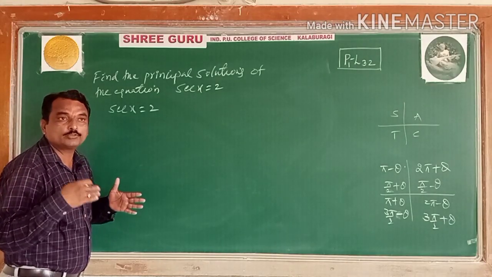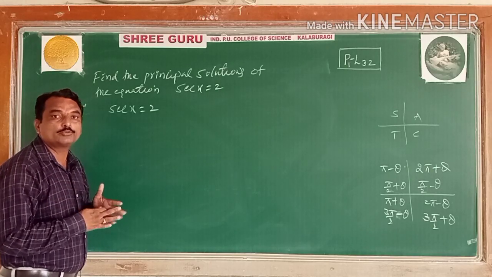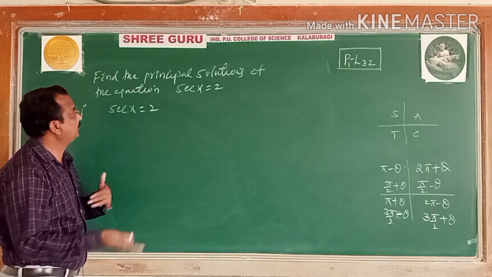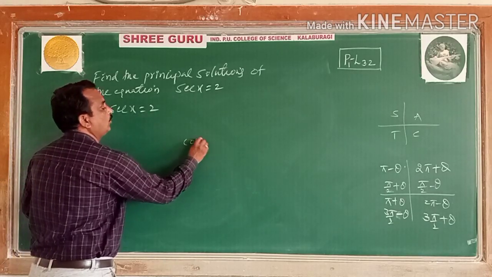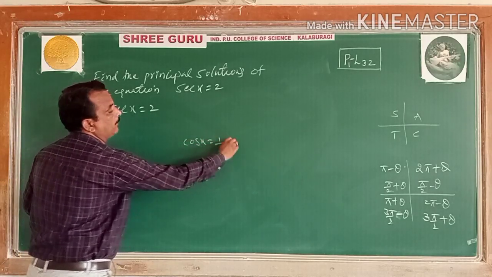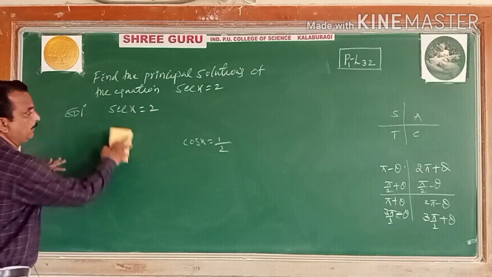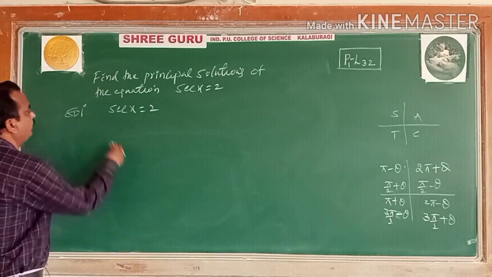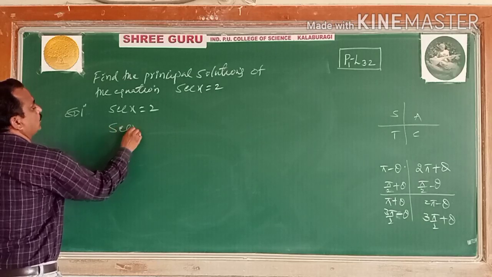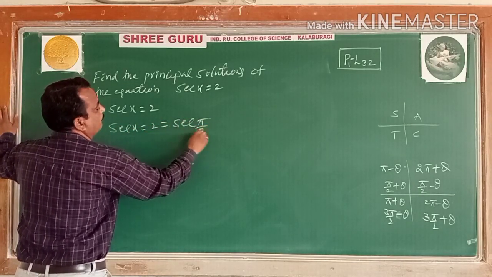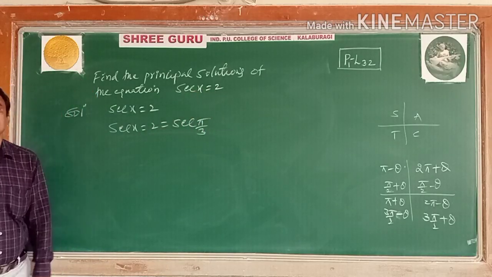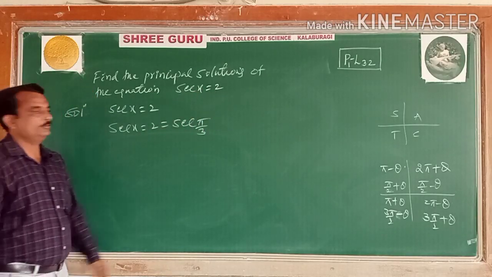If you don't know sec, cosec, then as I told you, take their reciprocal. The reciprocal of sec is cos, and the reciprocal of 2 is 1 by 2. So cos x equal to 1 by 2. How much is it? 60 degree, pi by 3. Therefore sec x equal to 2 is equal to sec of pi by 3. This is one of the values, the first quadrant value.